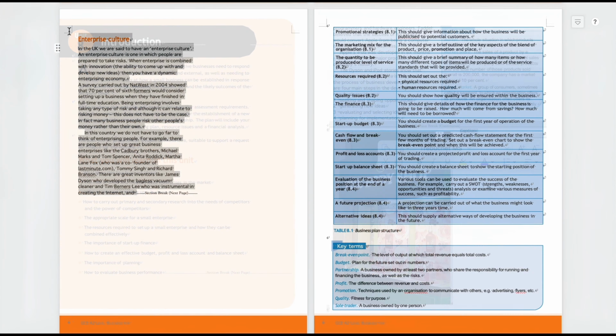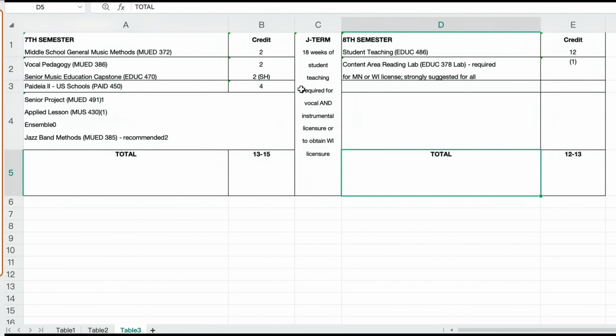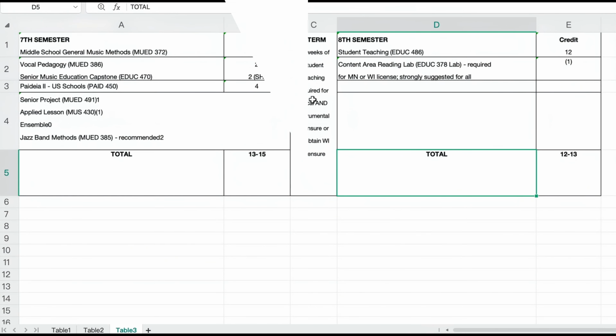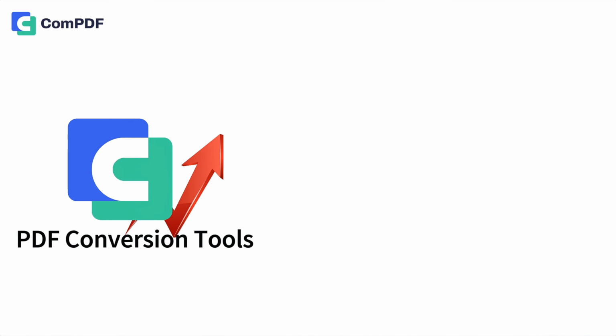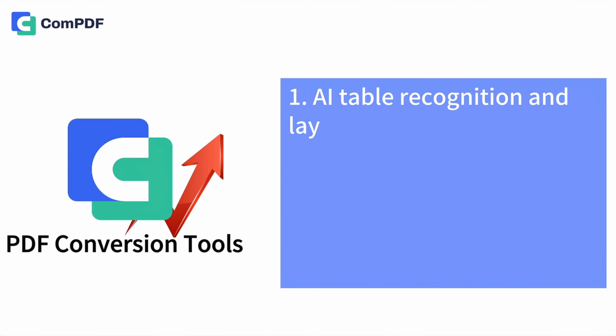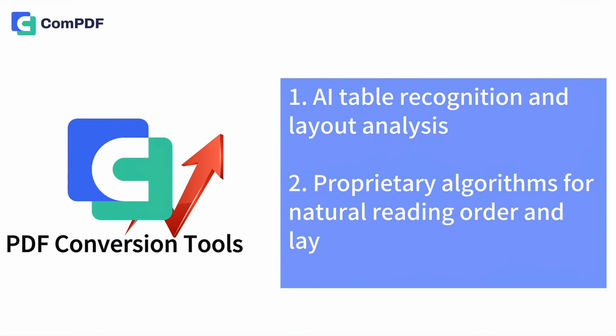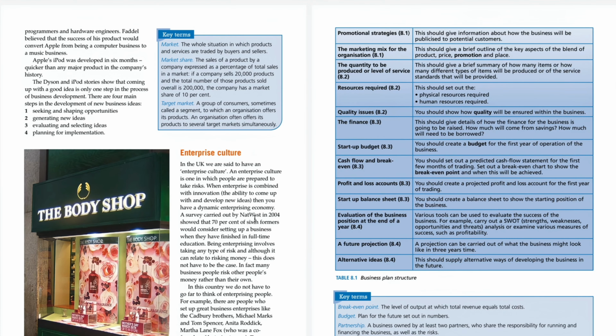Tired of messy PDF conversions, text all over the place, tables broken, images missing? We've all been there. ComPDF conversion tools have been fully upgraded with advanced AI table recognition and layout analysis, combined with proprietary algorithms for natural reading order and layout restoration, delivering a breakthrough in conversion quality. Today, we'll compare the results before and after the upgrade across different PDF conversions.